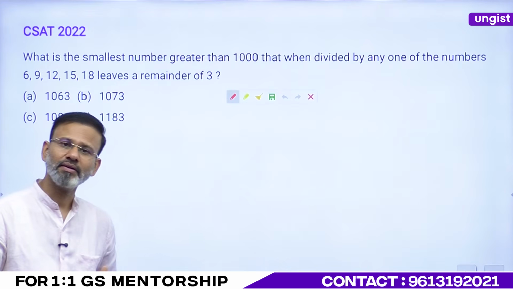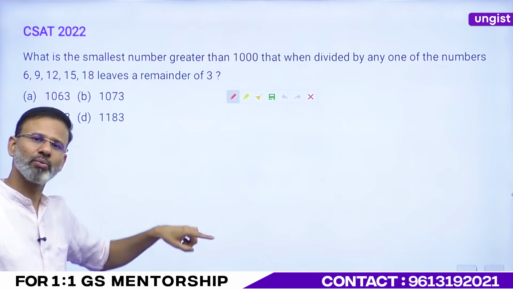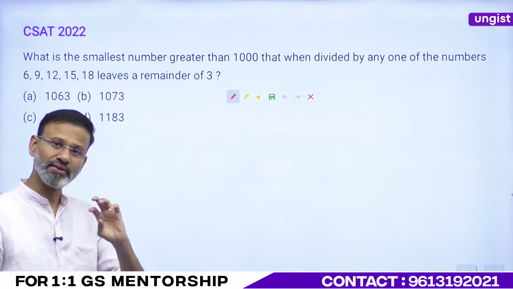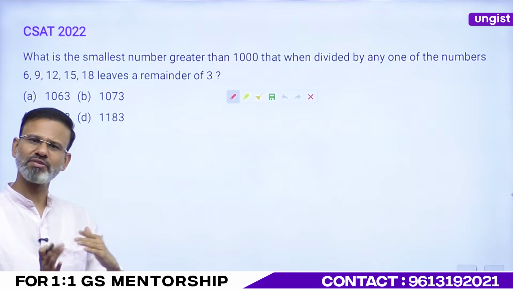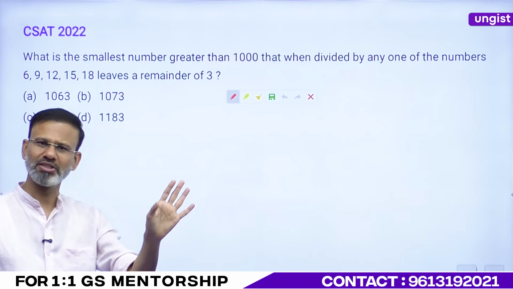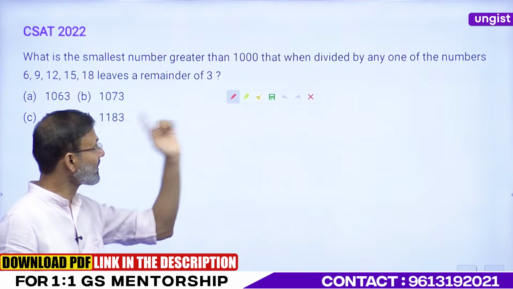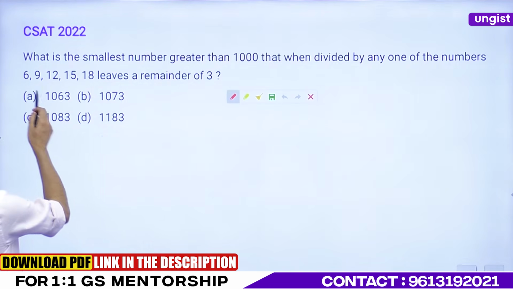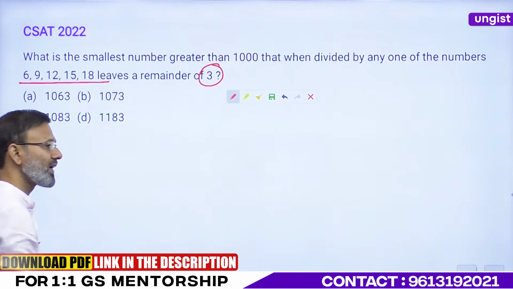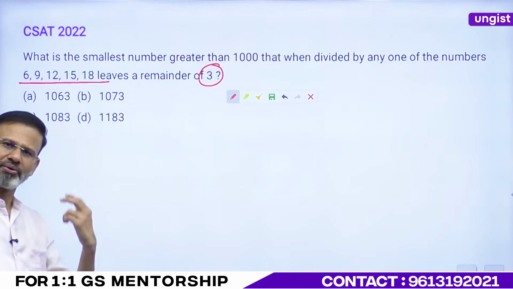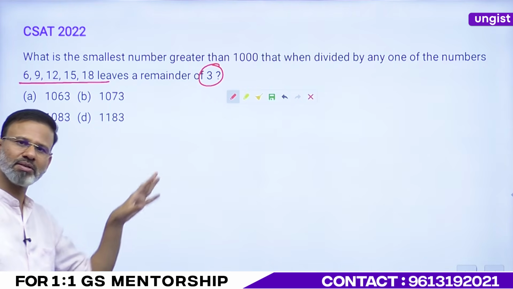So guys, once again, they have asked a similar question in the next year, right? Read the question. In the last question, what we did was, they said the number is divisible by 3, 4, 5, 6 and leaves a remainder of something. That was the question. And read this question. The question is saying what is the least number which when divided by these numbers leaves a remainder 3. So again, a similar process. If you subtract 3, the number will be completely divisible by these numbers.